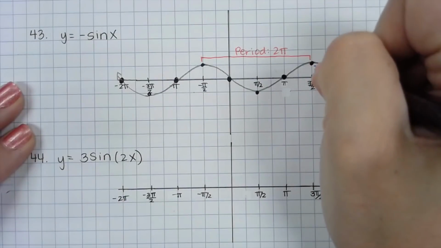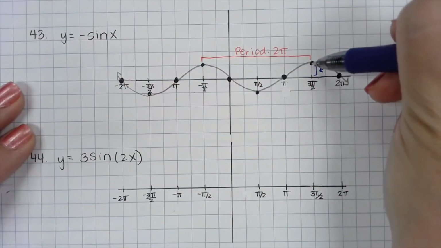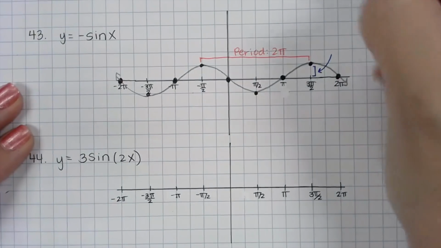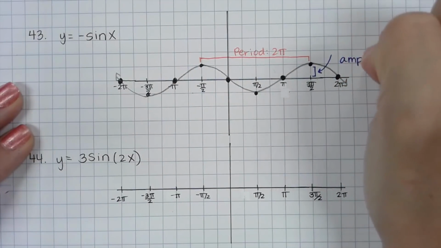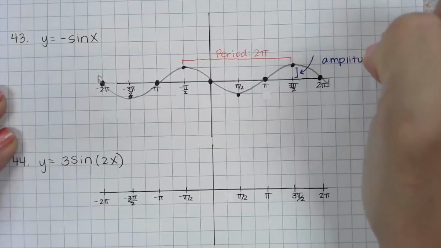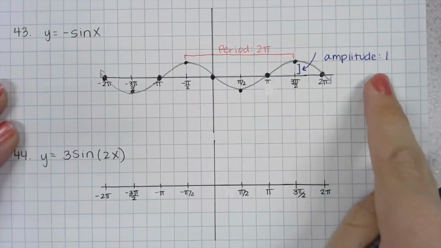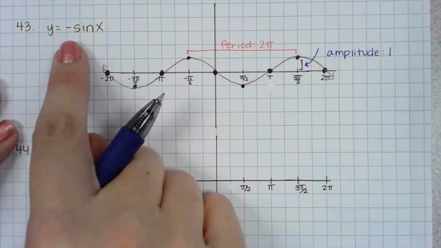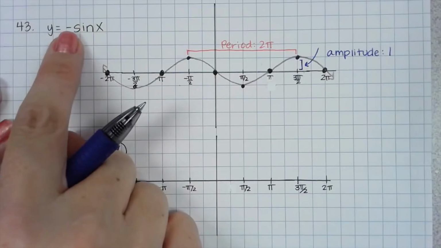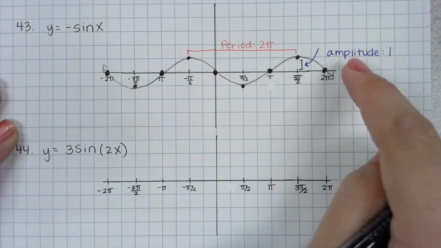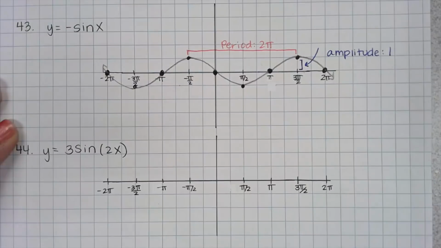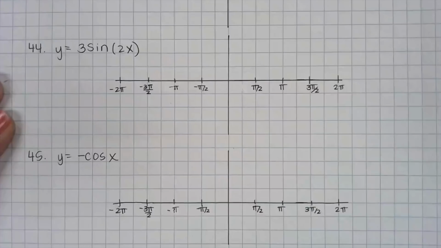And so remember, your amplitude is the distance from the midline to either the highest point or the lowest point. And so for this one, my amplitude is 1. An amplitude of 1 is the regular amplitude for sine or cosine. Notice how even though it's negative, you don't see that the amplitude is negative 1 because you're measuring distance, and distance is always measured with positive numbers.